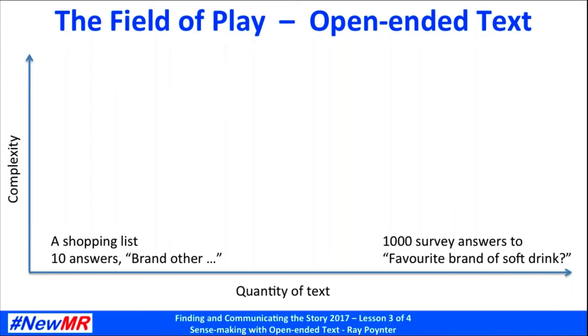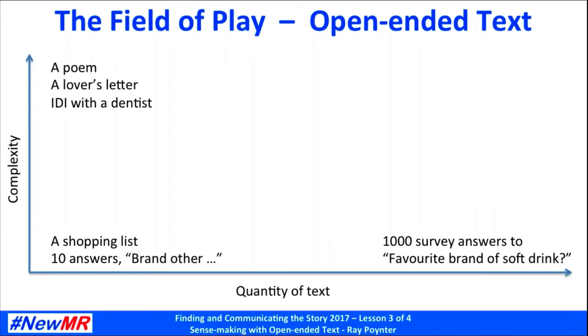Now we have something only slightly more complicated. We've done a survey with 1,000 people and we've asked an open-ended question. What is your favorite brand of soft drink? Now there's a little bit of complexity in there because somebody might have put in caffeine-free Diet Coke and somebody else may have put in Coke. Somebody else may have put in Diet Coke. So we've got some variations in the name and we've got to decide how we're going to group them together. But it's a pretty straightforward job. We've got quite a lot of information, but it's relatively simple.